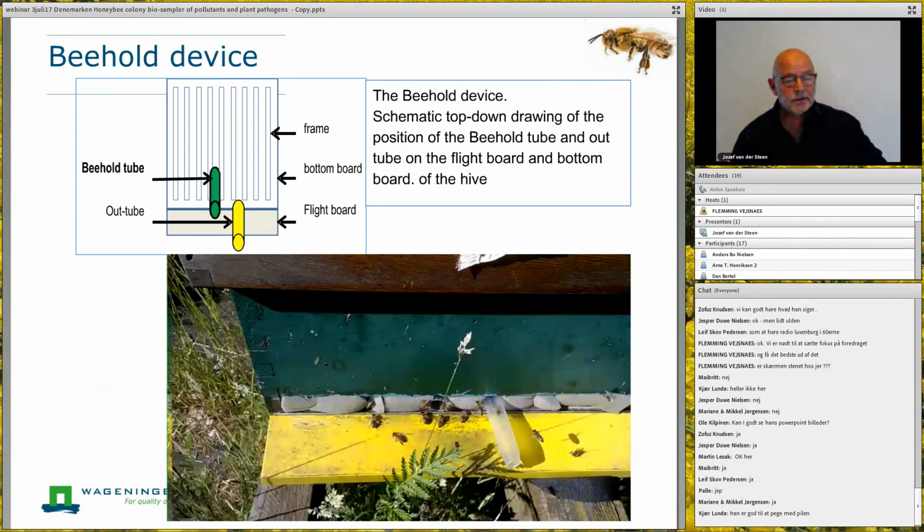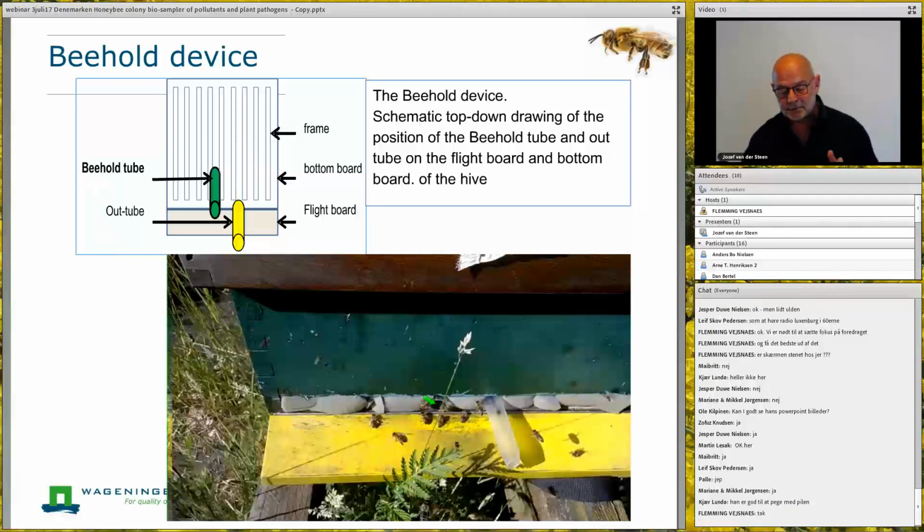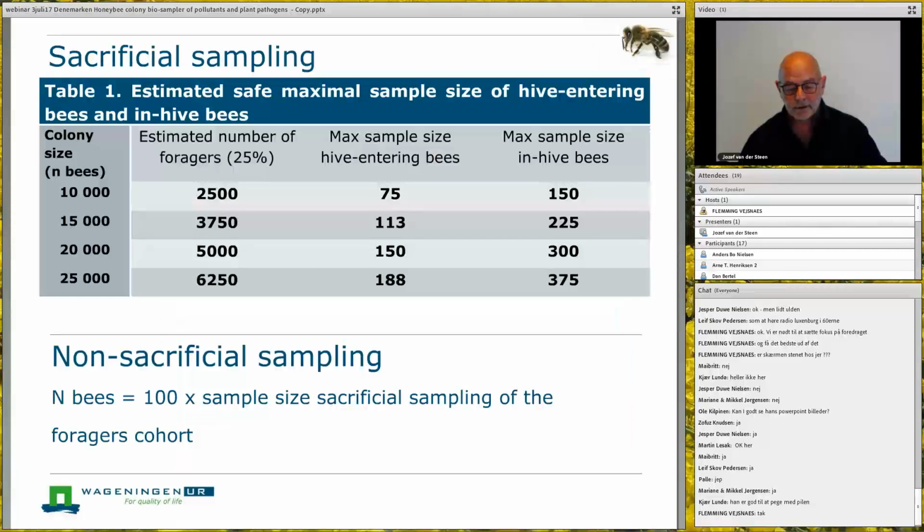So this is more on what we call the beehold device. Again, they have the hive entering bees and the hive leaving bees. Actually it is a movie, but it doesn't play because of the capacity of the computer. No point. You can imagine that the bees that enter the hive go through this tube, walk over sticky material, and leave part of it on this material.